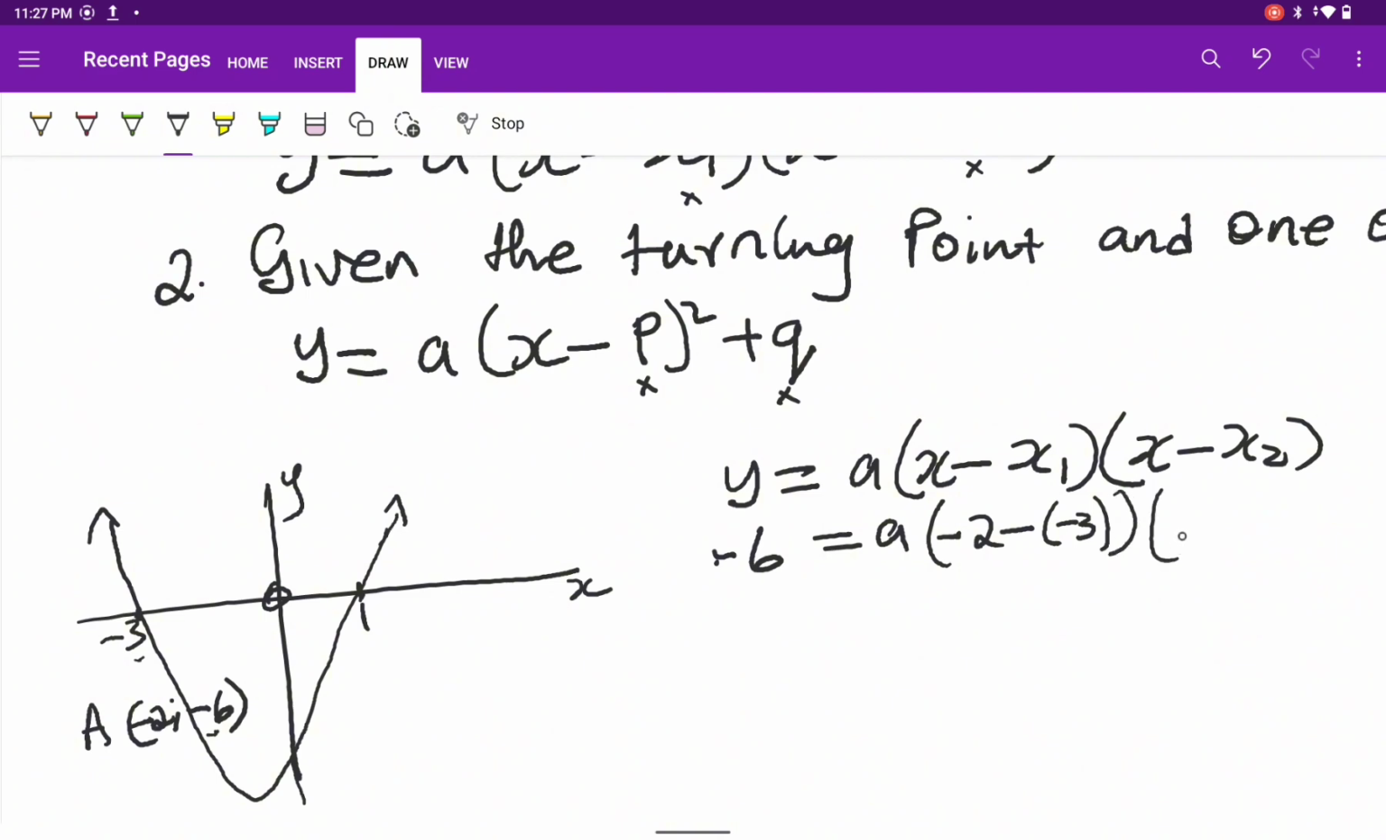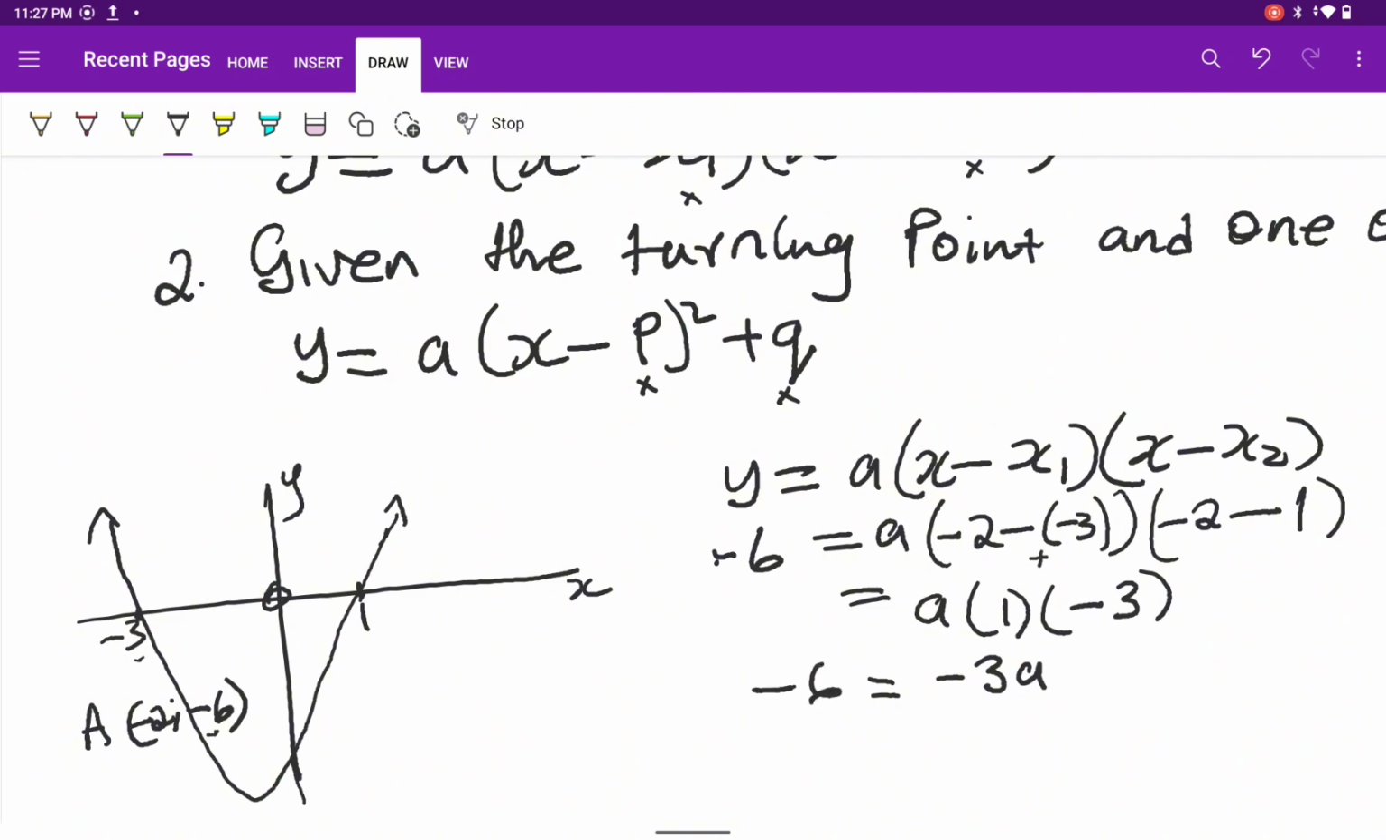Now remember, it's minus minus, so the 3 itself is negative. So we have the x, which is -2, then minus the x number 2 there, which is 1. So in this case we have -2 plus 3, which is 1. So it's A into 1 times -3. This gives us -3A, and this is -6. Dividing both sides by -3, we get the value of A to be 2.